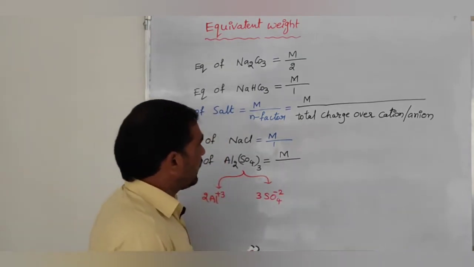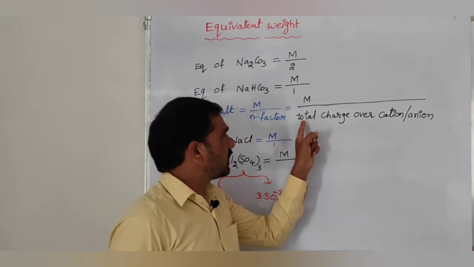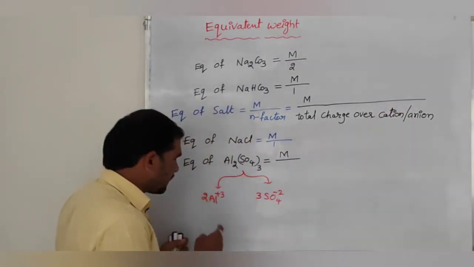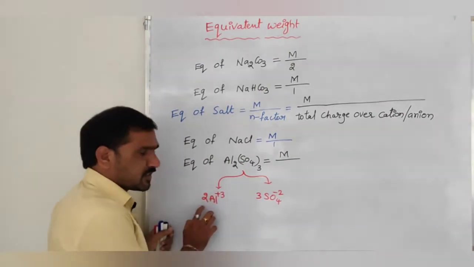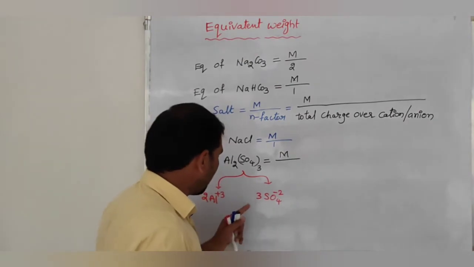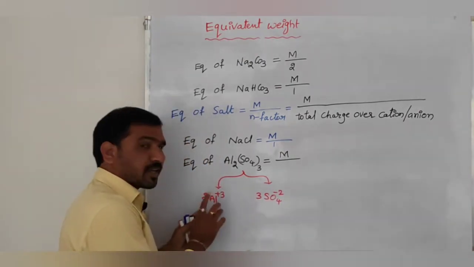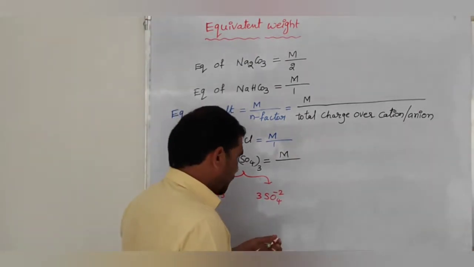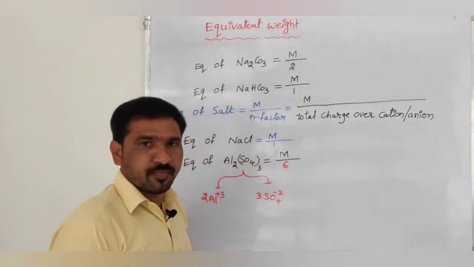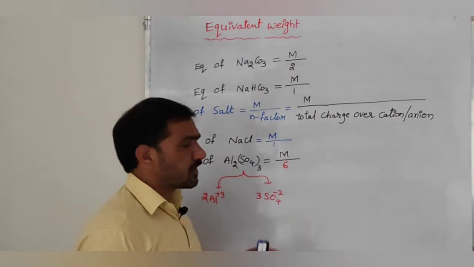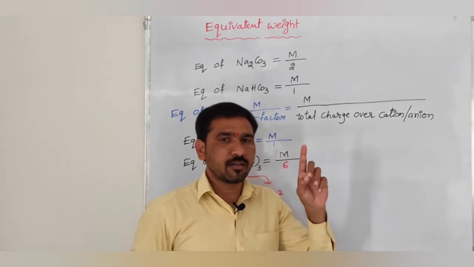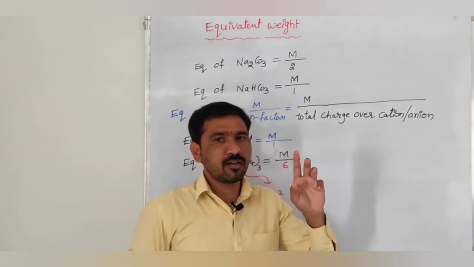As I told, what is the n factor of a salt, beta? It is the total charge over the cation or anion. If you take 2 into +3, that is 6. Here 3 into -2, the total charge over the anion is 6, or the total charge over the cation is 6. Therefore, here the n factor will be 6. Like this we can gather the n factor of a salt. Whatever it is, remember, it is the total charge over the ion, that may be anion or cation.